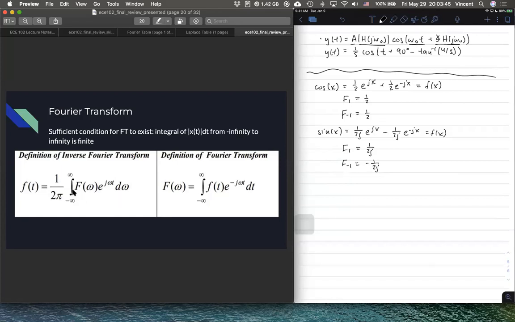You'll find that they're pretty similar to the Fourier series equations, except now instead of having T, you have negative infinity. So you can basically imagine the Fourier transform as the Fourier series if you take the period to infinity. If you do that, then you'll get very similar expressions.